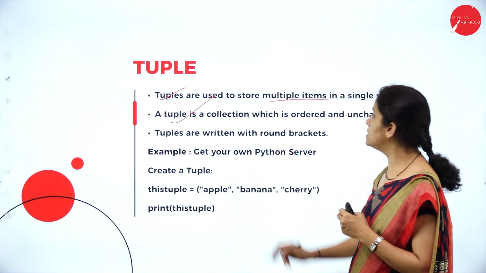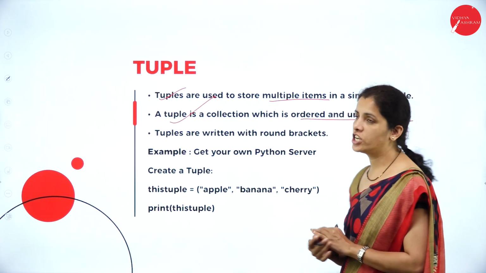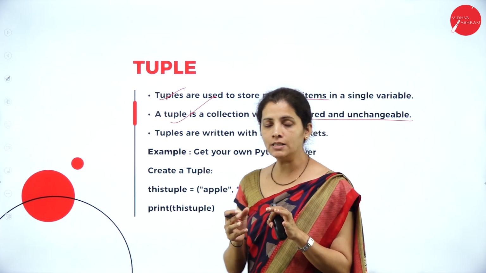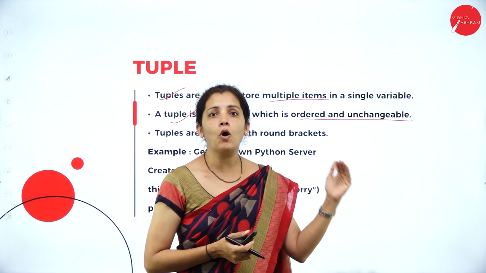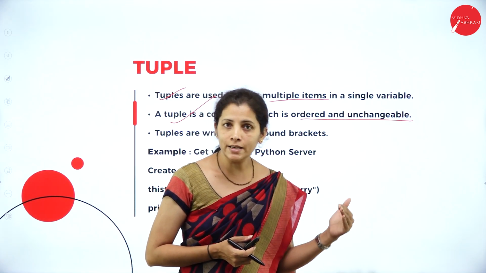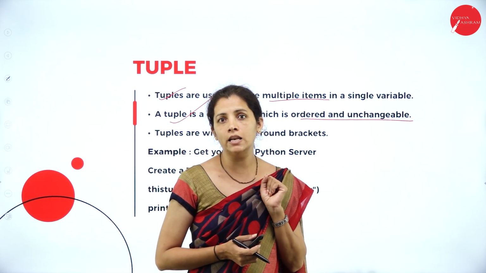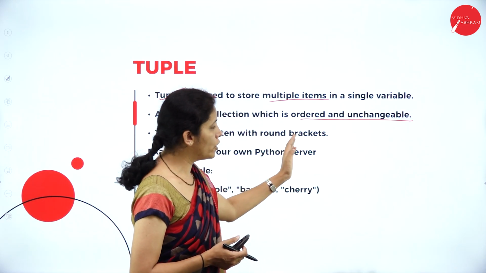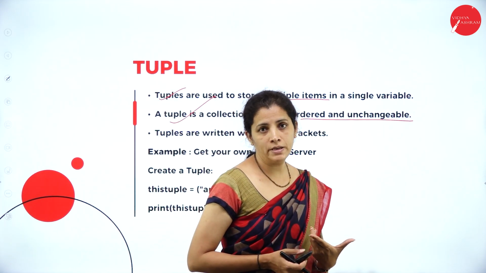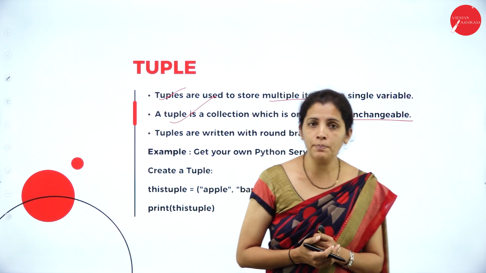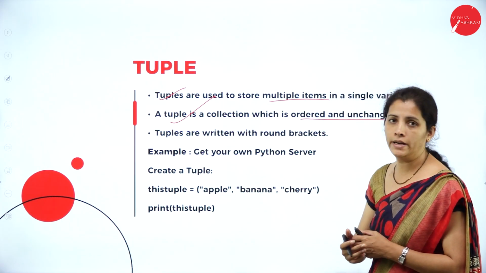A tuple is a collection which is ordered and unchangeable. In tuples, all the items are placed in some order, either in ascending order or in descending order. And while placing the element, I want to follow the order, and elements are unchangeable. In the sense, once the tuple is created, we are not able to modify the element.